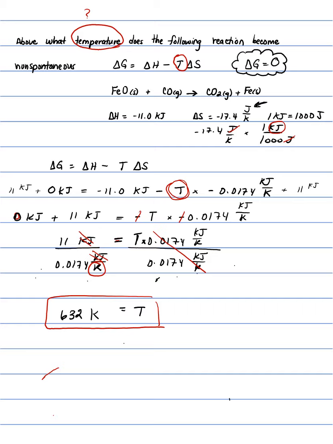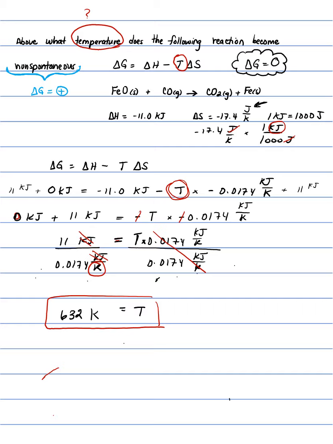So what that number represents, let's go back to the problem. This is asking you to find a temperature at which this reaction will become non-spontaneous. And non-spontaneous, what that means is that your delta G is a positive number. Remember, it's a negative number for spontaneous because you get a net amount of energy out of it. Positive number for non-spontaneous.